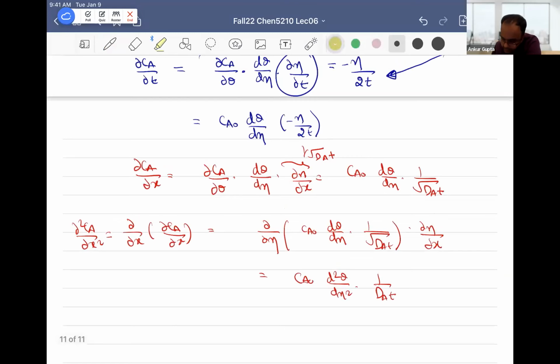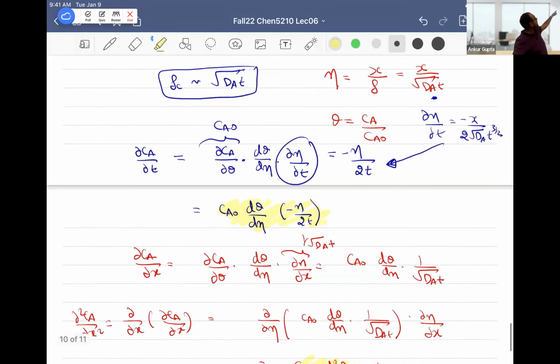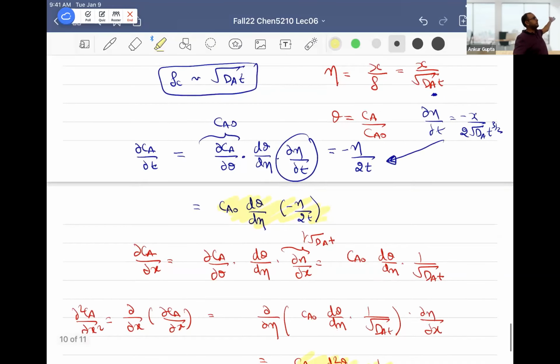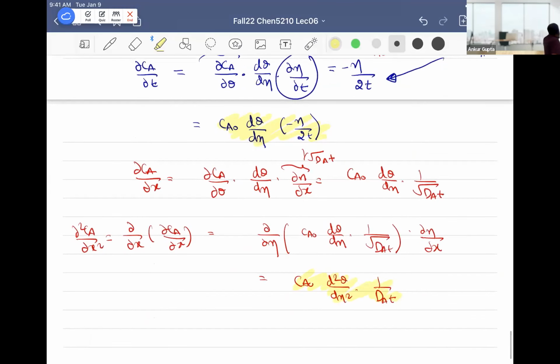And this comes out to be CA naught d squared theta by d eta squared by Dt. Okay, so these are the two terms. We get this one here and this one here. Okay. So this is the product rule. What I'm first doing is taking the derivative with respect to x. Again, product rule. Del eta by del x can be found from the formula for eta, right? Eta is x by square root of Dt. So if I differentiate with respect to x, I get 1 by square root of Dt.